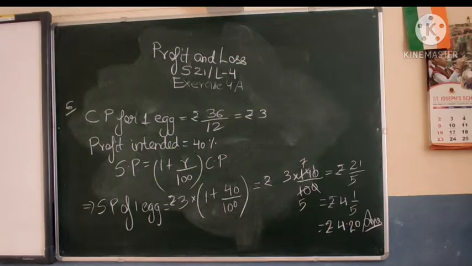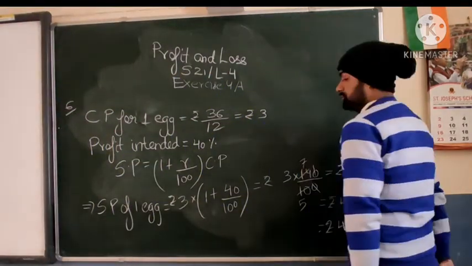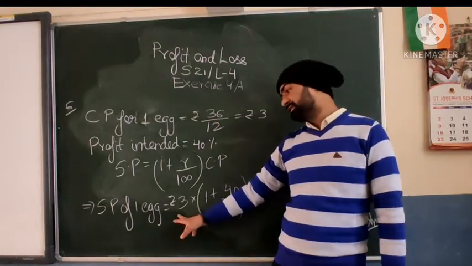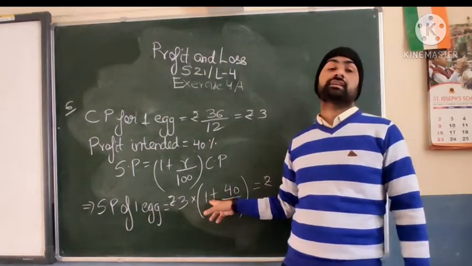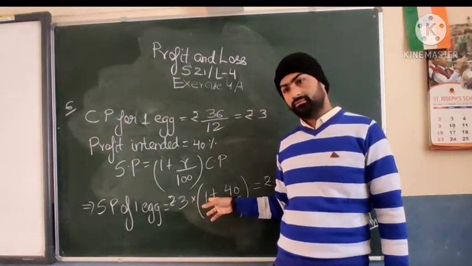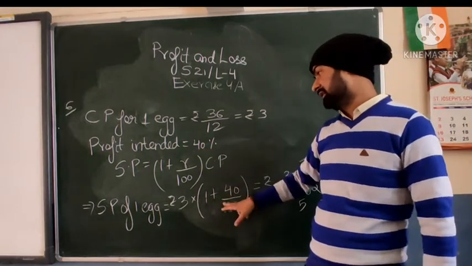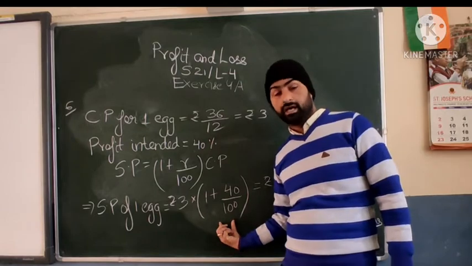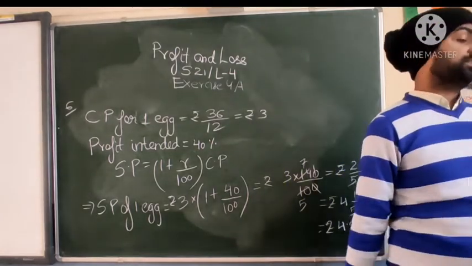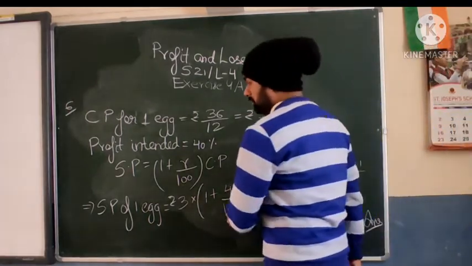Then what? I use the formula. SP of 1 egg is CP into 1 plus 40 by 100. The plus sign comes when there is a profit, and 40 is the profit. So don't write 40% here. 40 will be a number only. For percentage, there is already a 100 put here. So applying the formula is also a skill. Use it judiciously. Moving on to the next question.